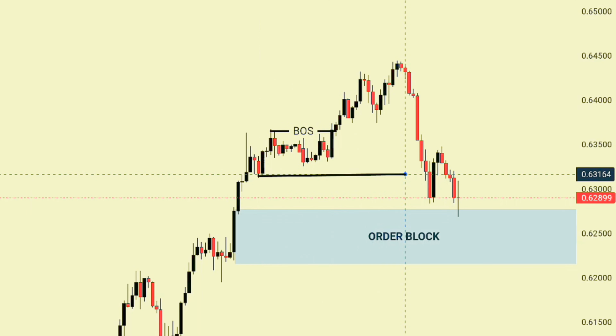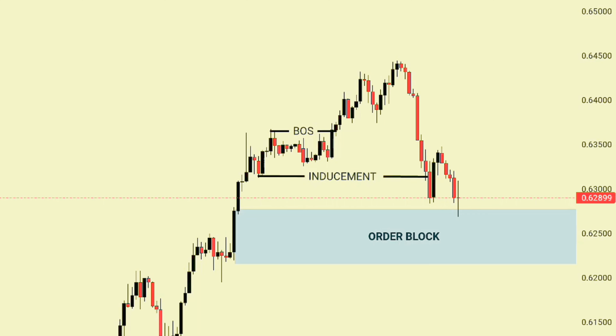Now we move to inducement, which is where emotional traders make mistakes. Inducement is created when price forms attractive but misleading structures. In this chart, price creates small pullbacks and minor highs, giving traders confidence that price will continue upward immediately. Many traders enter buy trades here without confirmation. Their stop losses are placed just below recent lows.